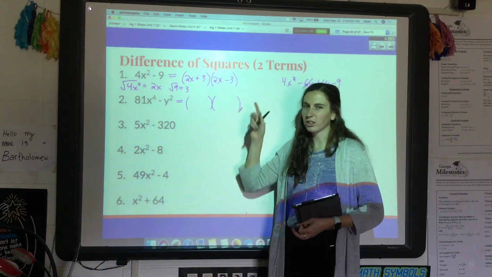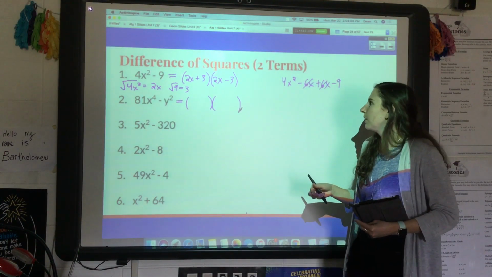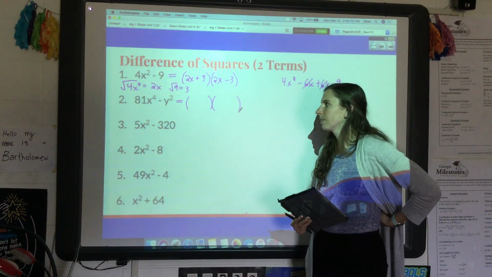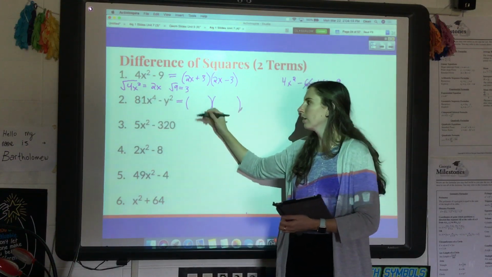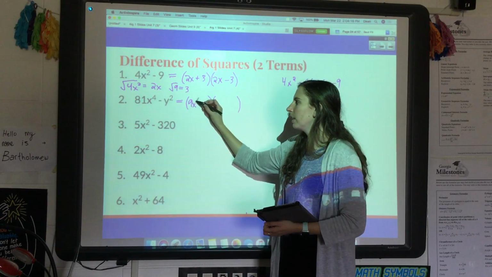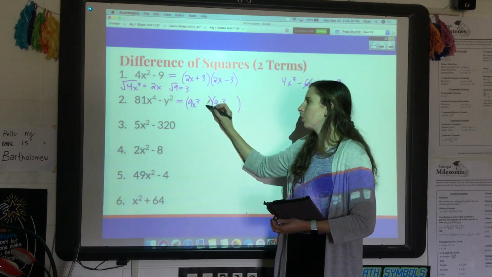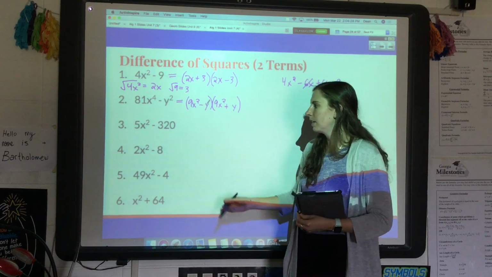Again, I just factored it. I haven't actually solved it yet, just for the record. If I wanted to solve it, I would set these 2 factors equal to 0 and solve. All right, on this one, the square root of 81x to the 4th is 9x squared. The square root of y squared is y. Make one plus, make one minus, that's it.